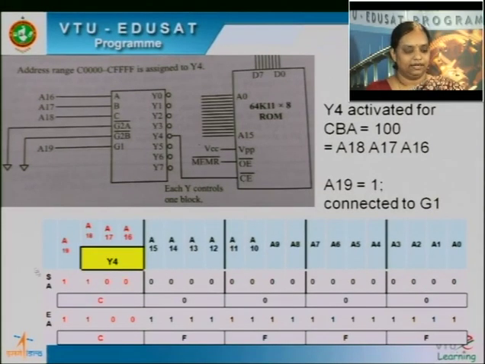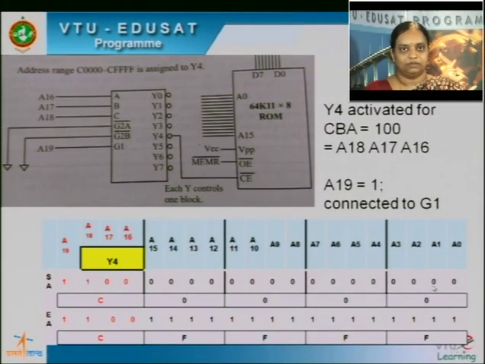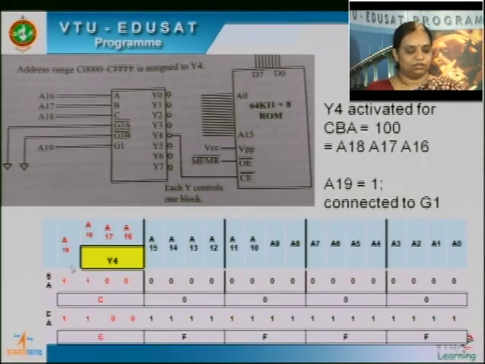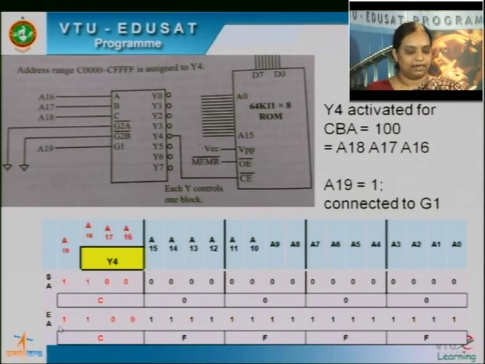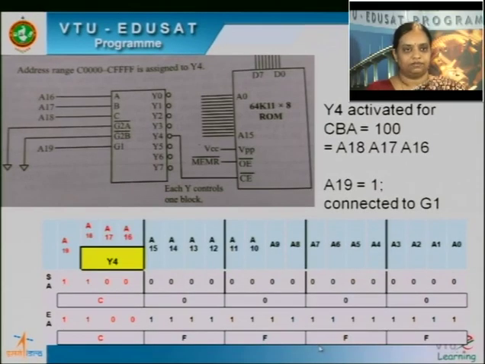G1 is active high and that should be 1. So the total address is C and the remaining A15 to A0. The remaining A15 to A0 can be all zeros or they can be all ones. If they're all zeros, this is 4 zeros, and if they're all ones, these are 4 Fs. So the total address range for this start address and end address is C followed by 4 zeros and C followed by 4 Fs.